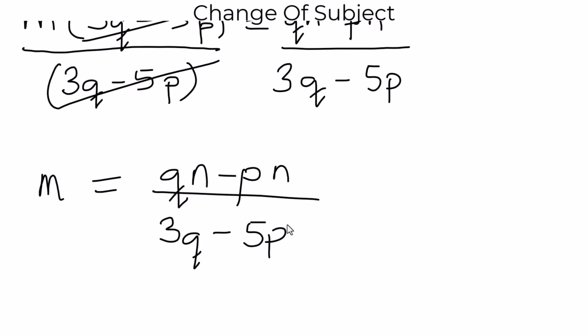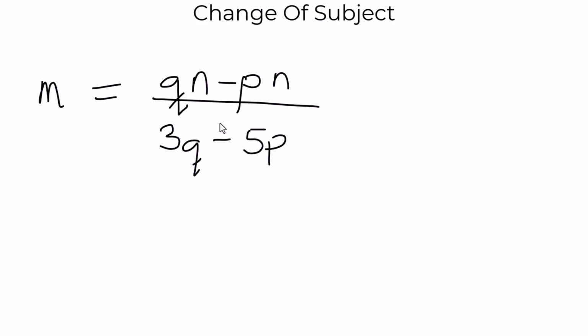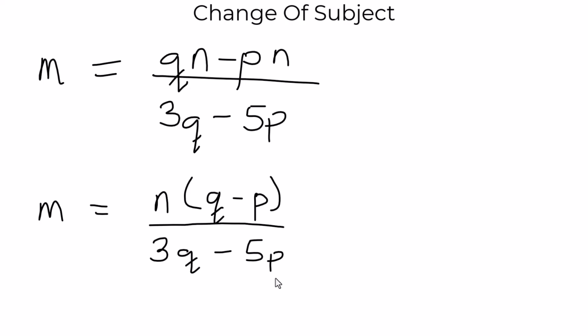But if we want to make it look a little bit better, you see we have n here, we have n here, right? So you can still factorize that out. Let me show you what I mean by that. So finally, the final answer will be m equal to n bracket opens q minus p bracket closes, all divided by 3q minus 5p. Good. So when we say change of subject, basically this is what we mean.